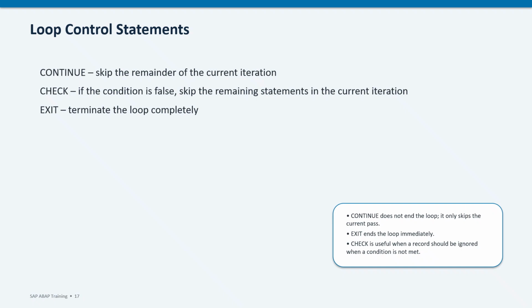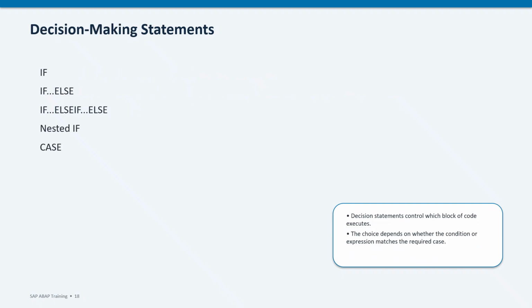And next we'll discuss decision making statements. Decision making statements allow the program to choose different actions, and ABAP provides different decision making statements. Here: IF, IF ELSE, ELSEIF, and nested IF, and CASE. These are the different ones.